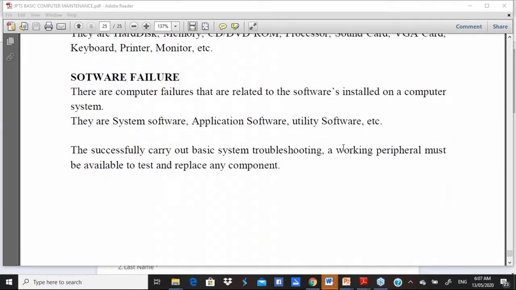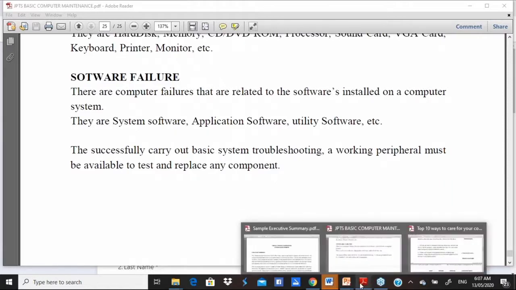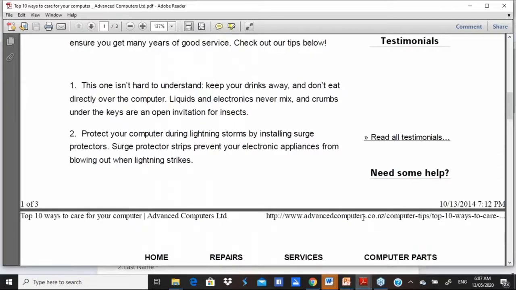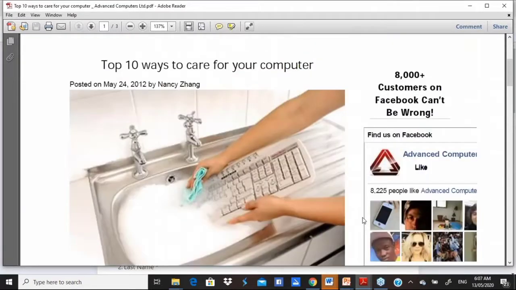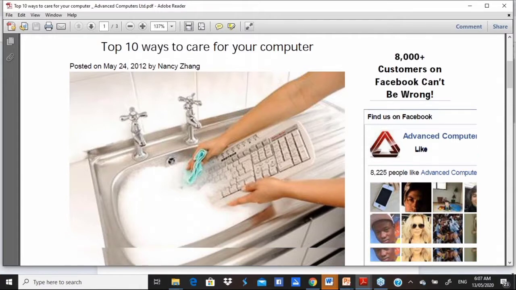Now, before we go further, I really want us to look at 10 ways to care for your computer system. Because sometimes some of the reason why we have system failure is because we fail to care for our system, and that is why we experience those unnecessary failures. Okay, so let's quickly look at 10 ways.